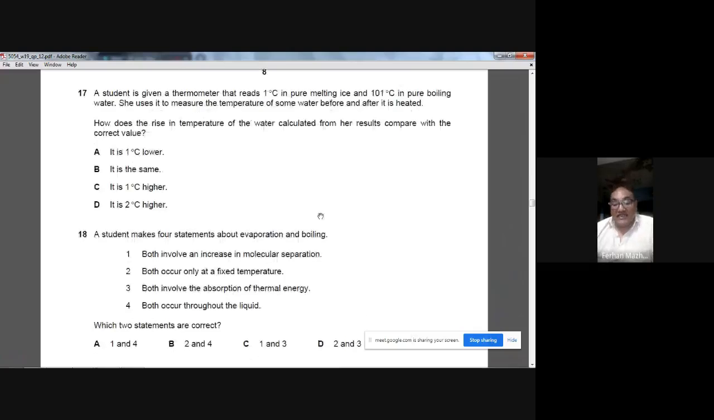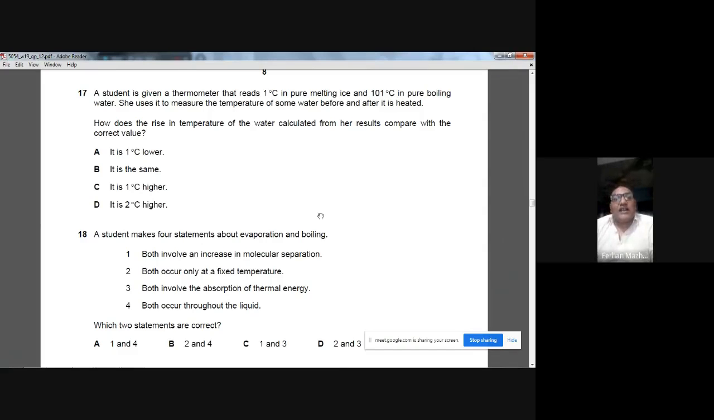Question number 17 on your screen. A student is given a thermometer that reads 1 degree centigrade in pure melting ice and 101 degree centigrade in pure boiling water. He uses it to measure the temperature of some water before and after it is heated. How does the rise in temperature of the water calculated from his results compare with the correct values?